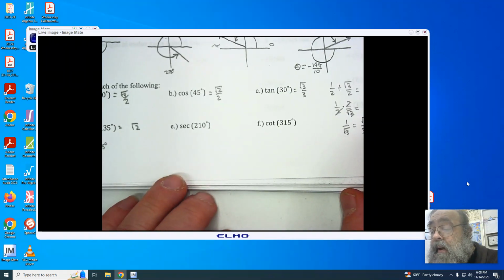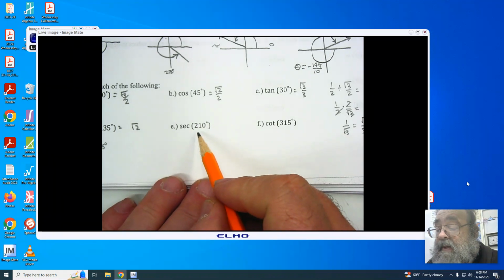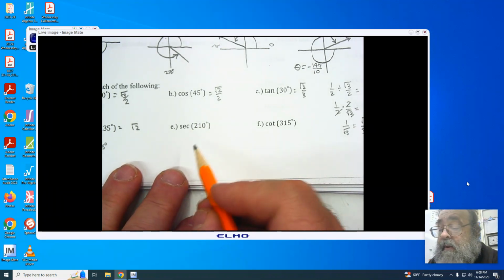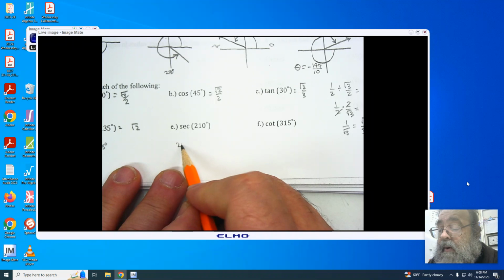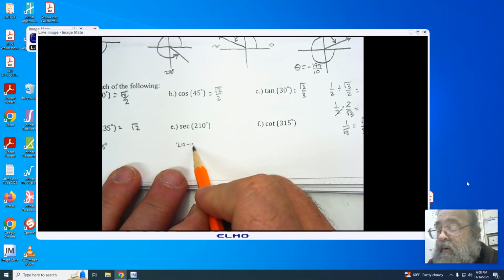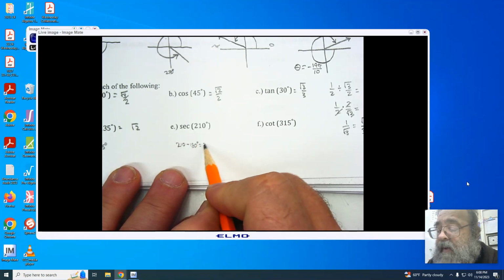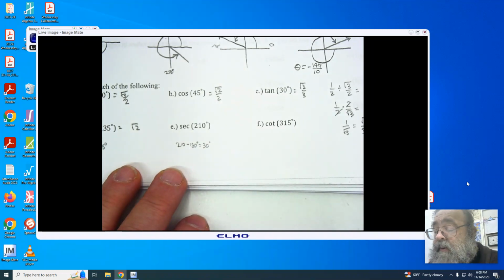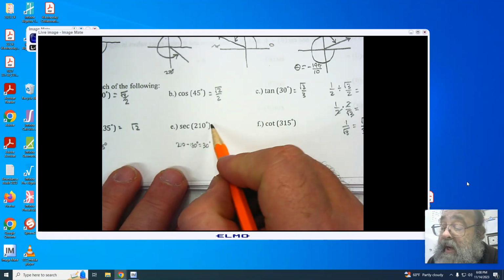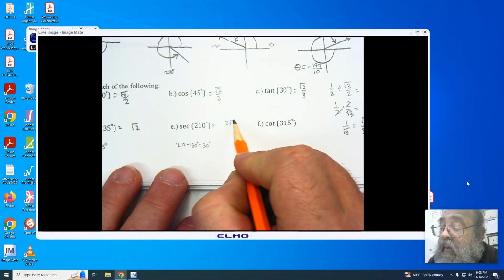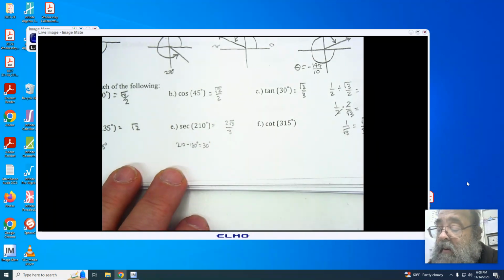Secant of 210 degrees. This is now in the third quadrant. To find that, we're going to take 210 and subtract 180 degrees, and we find that our reference angle is 30 degrees. Since secant is the reciprocal of cosine, and cosine is root 3 over 2 at a 30-degree angle, taking my reciprocal gives me 2 root 3 over 3. Since cosine is negative in the third quadrant, so is the secant.